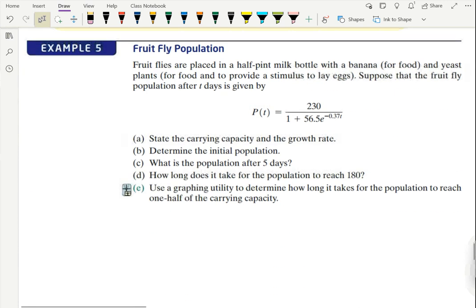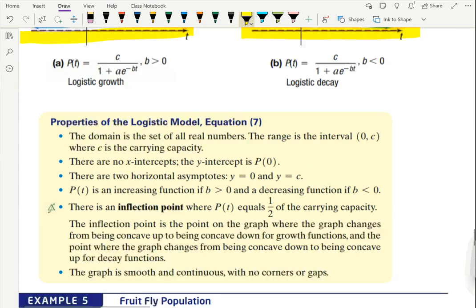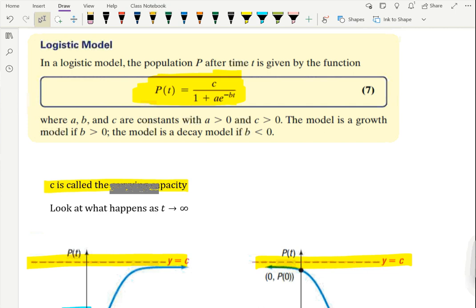So let's do an example now of a carrying capacity question. Let's take a look at the fruit fly population. Fruit flies are placed in a half-pint milk bottle with a banana for food and yeast plants for food to provide stimulus to lay the eggs. Suppose that the fruit fly population after T days is given by this model. That model is the same as our logistic growth model, where C is the carrying capacity.